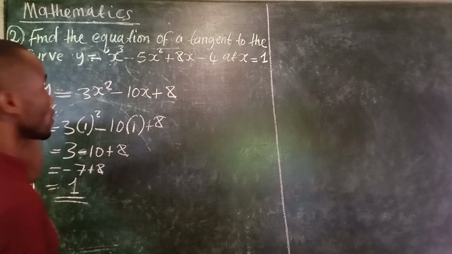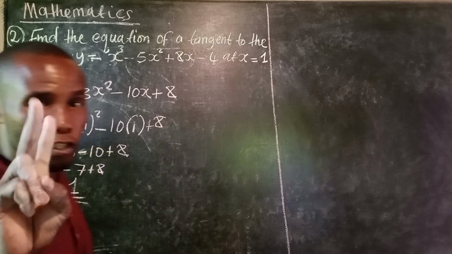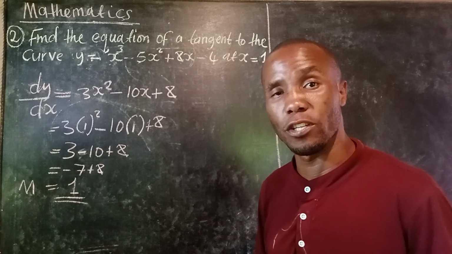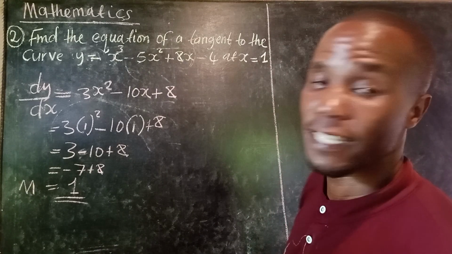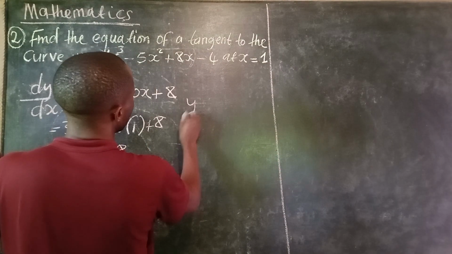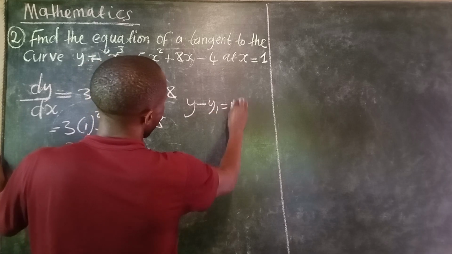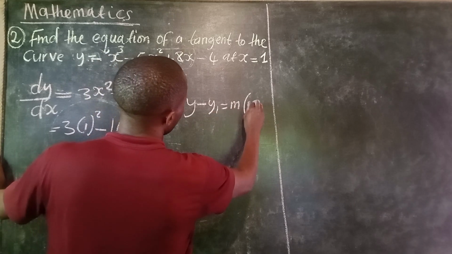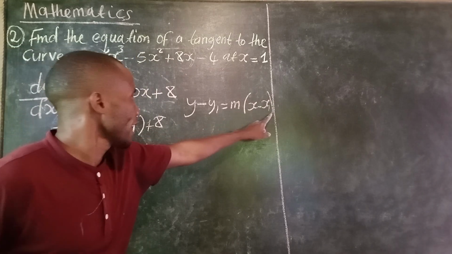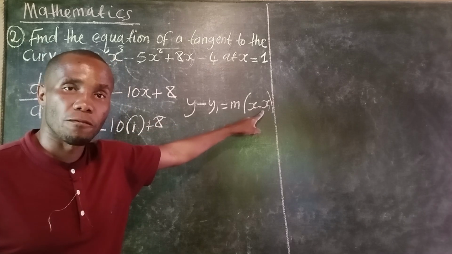What do we do for us to find the equation of a straight line, a linear equation? How do we find it? We have two major formulas that you can use. The first one is the gradient-point form. The other one is the gradient-intercept form. We can easily use the gradient-point form, which goes like this: y minus y1 equals m, then x minus x1. This is the formula that we are going to use to find the equation.